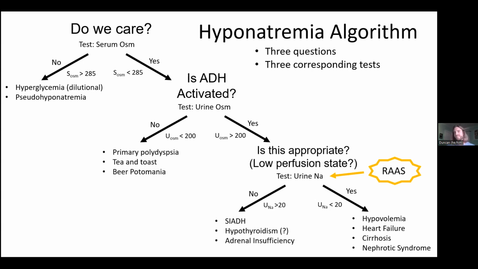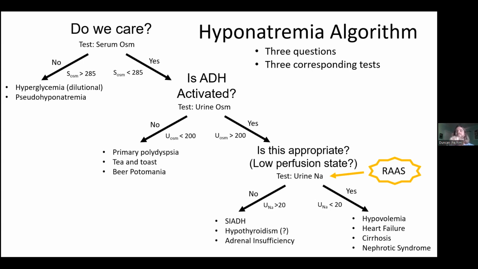As we'll see, SIADH is a huge bucket. It's a diagnosis of exclusion. But other ones that you can sometimes see in this bucket is hypothyroidism. I've looked, there's no clear mechanism for how this happens, but it is true that people with very severe hypothyroidism and myxedema coma will often have hyponatremia with a high urine sodium. Not entirely sure of the mechanism. And then adrenal insufficiency.